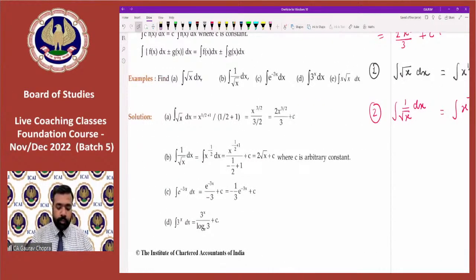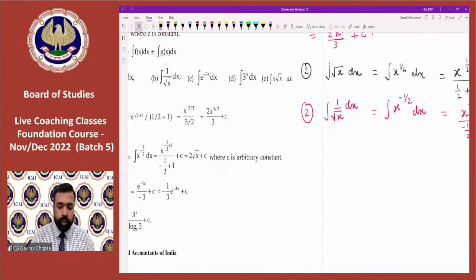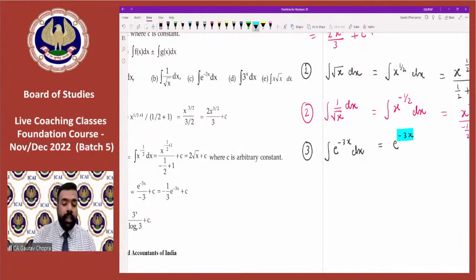Okay, now the third one, e to the power of minus 3x. First of all, the integration of e to the power of x is the same, e to the power of minus 3x. Now this minus 3x we have to differentiate and then divide by it. So what is the derivative of minus 3x? It is minus 3, and then add the constant c. That's it. Only one step and done.